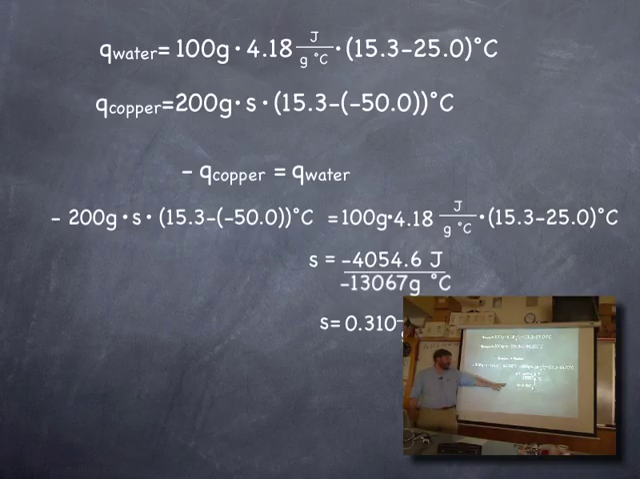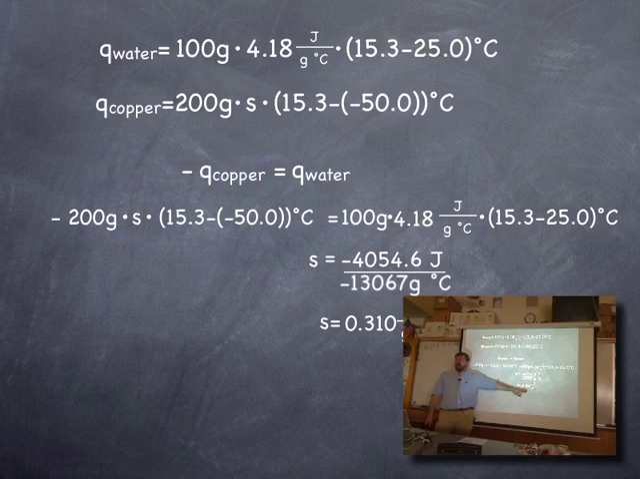So, what does this tell me about the copper? How much energy does it take to raise 1 gram of copper 1 degree Celsius? 0.31 joules. In other words, a 1 degree temperature change of the copper takes a lot less energy than a 1 degree temperature change of the water. Our water takes about 12 times more energy to change than the copper does.